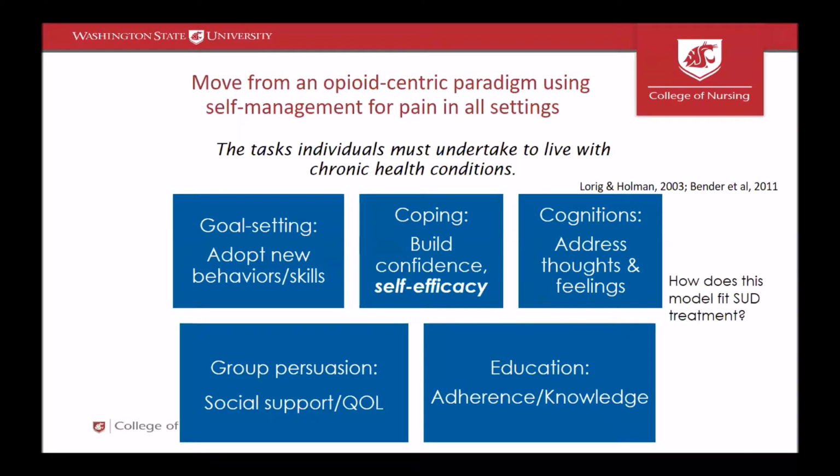So generally there'll be some kind of goal setting where we expect people to adopt some new behaviors and skills. There will be some building of confidence. This theory of self-efficacy is at the center of self-management plans. We have to address cognitions, the thoughts and feelings that go along with whatever the disease process might be. There's usually some social support and some group support or group persuasion component, and quality of life is going to be wrapped up into that relationship and social support box. And then there's generally some education where we might be talking about how they are going to adhere to a treatment plan or increasing their knowledge about their disease condition.